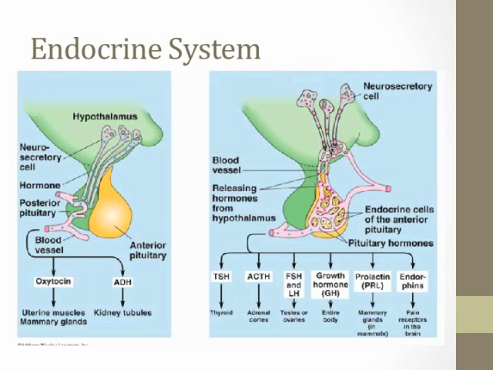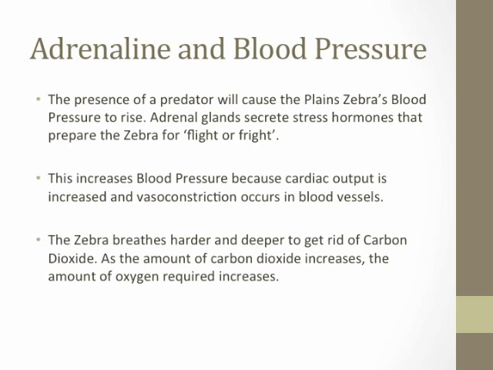The endocrine system is essential in maintaining homeostasis. It involves a series of glands, the endocrine glands, that are located throughout the body. These glands secrete hormones directly into the blood for transport to target tissue. Simply the presence of a predator such as a lion will cause the blood pressure to rise due to stress or adrenaline. Adrenal glands, part of the endocrine system, will secrete stress hormones, adrenaline. The hormone will prepare the zebra for fight or flight by increasing the cardiac output and constricting the blood vessels through vasoconstriction to increase the zebra's blood pressure.